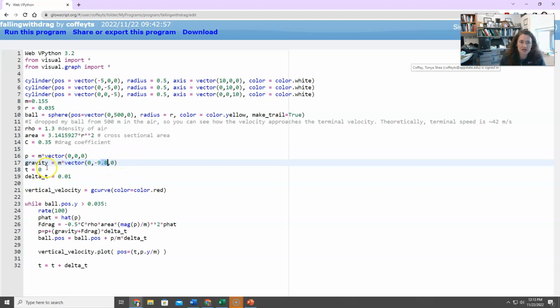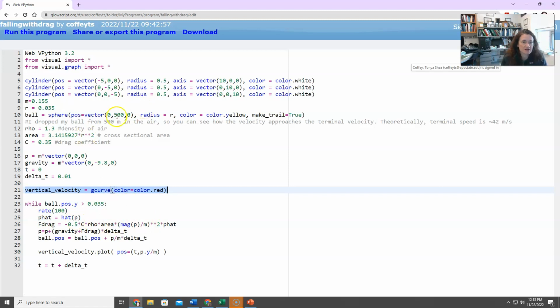I initialize my time at t is equal to 0, and I have a time step of 1/100th of a second. Now I want to plot my velocity, and so I have vertical velocity is this curve, and I made my graph red, because I like red. Here you go.